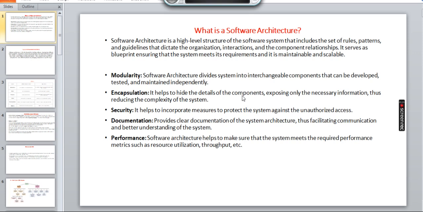Security means a measure to protect the system against unauthorized access. Documentation provides the documentation of the system architecture, which helps communication and better understanding of the system. Performance means the overall software architecture ensures that the system meets the required good performance, such as resource utilization, and it gives the output.